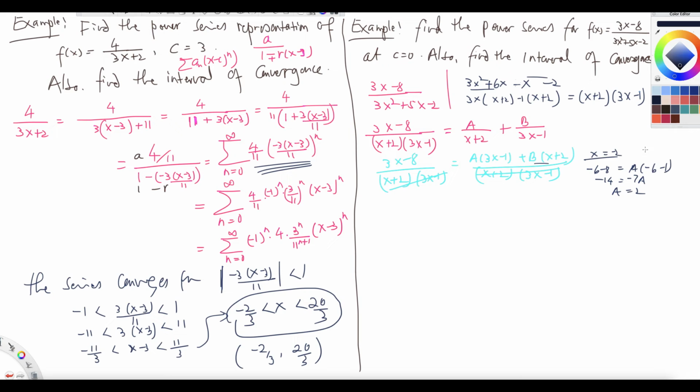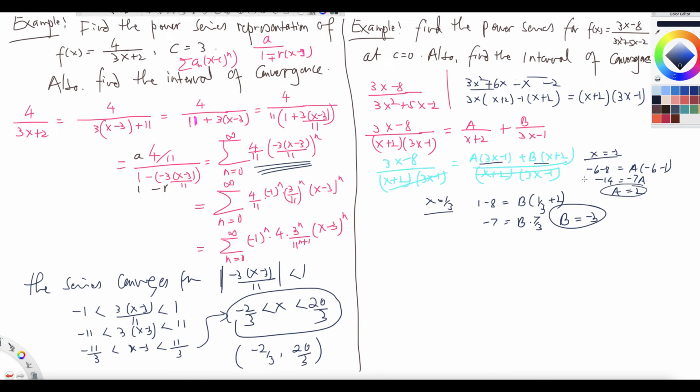Okay, guys. To find B, you plug in x equals 1/3. If you plug in x equals 1/3, the first term becomes 0. 3 times 1/3 is 1, minus 8 gives negative 7, equals B times (1/3 + 2). What is 1/3 plus 2? It is 7/3. If you multiply by 3/7, you get negative 3. So B equals negative 3. That's what we got for the partial fractions.